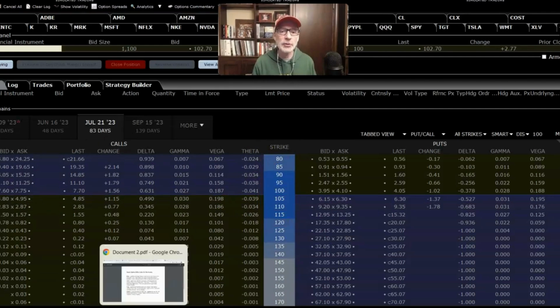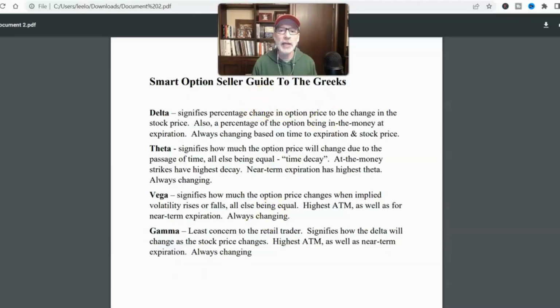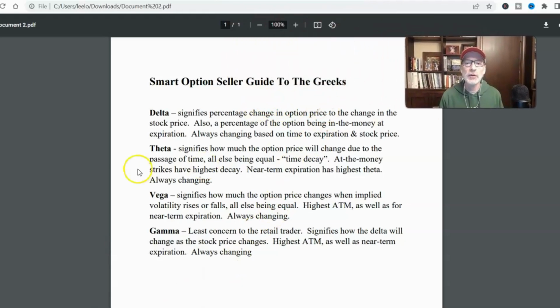All right, so let's go back to our cheat sheet here. Let's talk about theta for a second. Theta signifies how much the option price will change due to the passage of time, all else being equal. That means if nothing else has changed, how much the option price will change just from turning the calendar over to the next day. This is what's called time decay. Every option as it moves towards expiration is going to lose a little bit of its value every single day just due to the sheer passage of time. That's just how options work, because once it reaches expiration, it won't exist anymore, so it has to shed a little bit of its value every day.